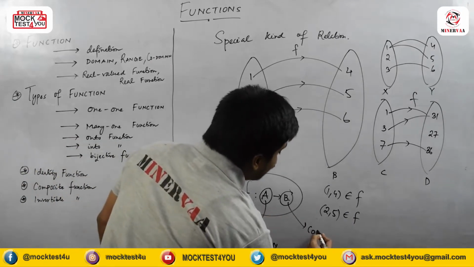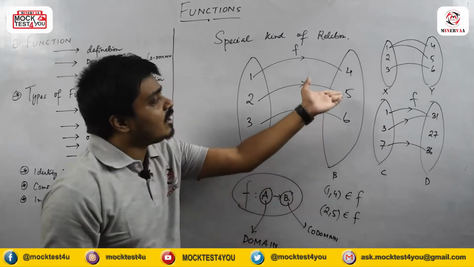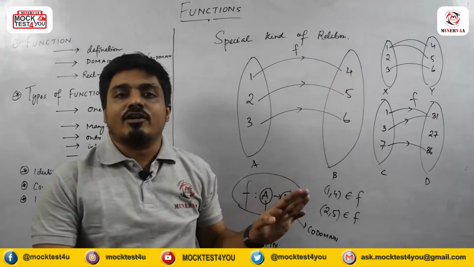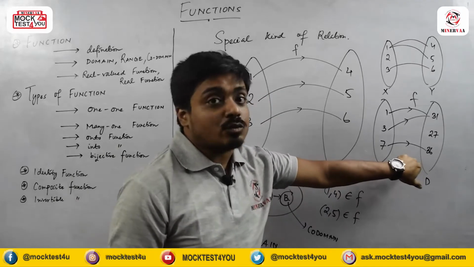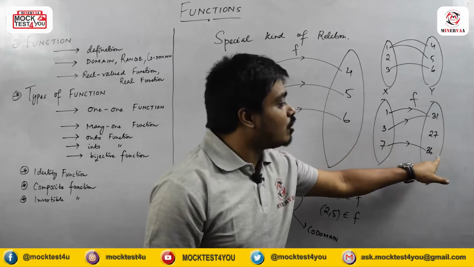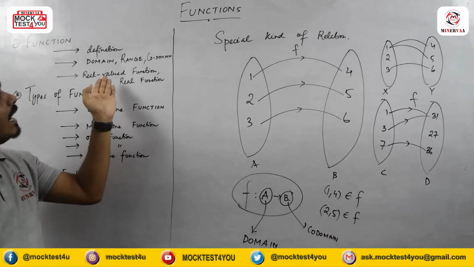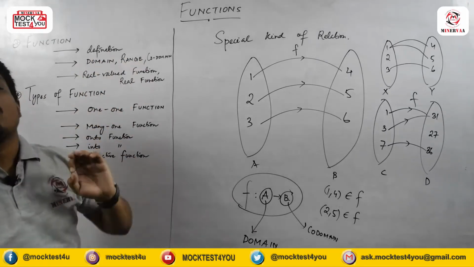This one is codomain. So what gives us range? For this question, the range is 4, 5, 6. That is B. Very good. But for here, this one is also a function. But here the range is not D. The range is 31, 36. Clear? So I hope we have got the idea of what is domain, range and codomain.